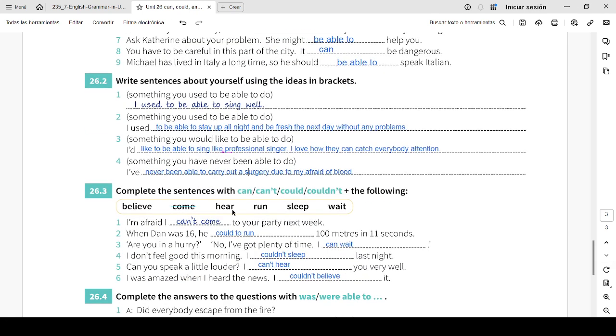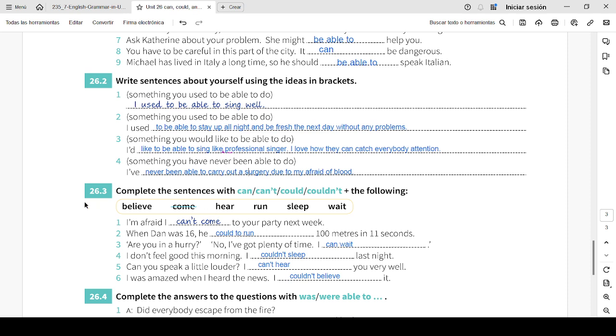Next one. Complete the sentences with can, can't, could, and couldn't, plus the following verbs: believe, come, hear, run, sleep, and wait. Number one. I'm afraid I can't come to your party next week.